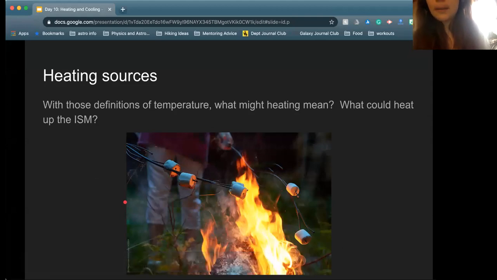So now that we know what temperature is, we can start thinking about what could change that temperature, either increasing by heating, or cooling and decreasing the temperature. We're going to switch back and forth between what temperature we mean, but we're going to focus mostly on that gas temperature, that kinetic energy temperature, when we think about heating and cooling.